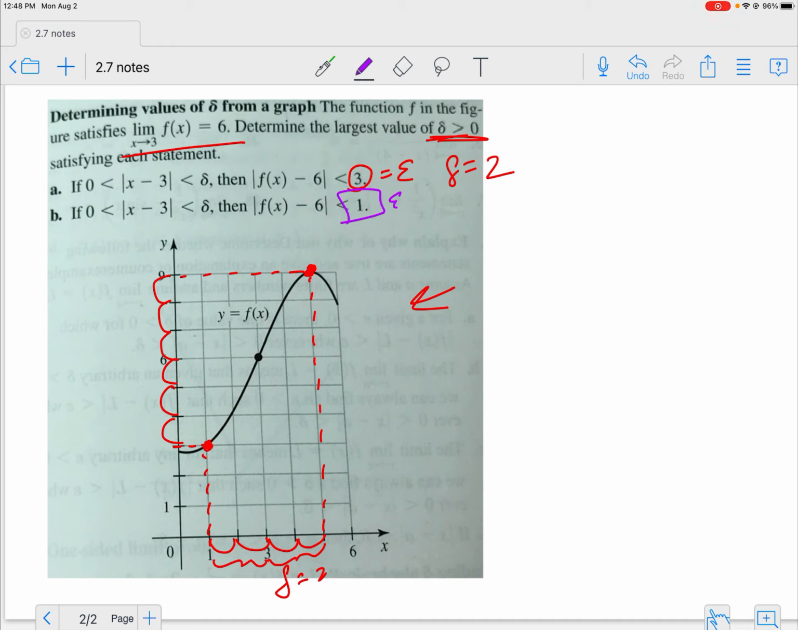If epsilon is equal to 1, you do the same kind of thing. I'm coming up here, I'm hitting it at 1, and then 1 away I'm hitting it right here, and you do that same thing. What is delta? 1/2. That's an equal sign. Delta is equal to 1/2.